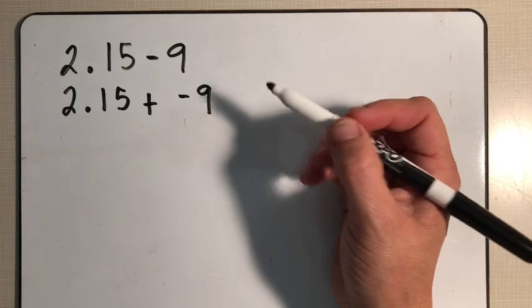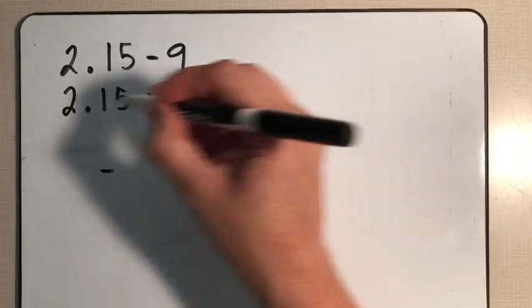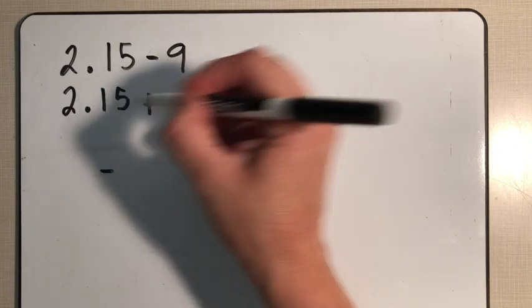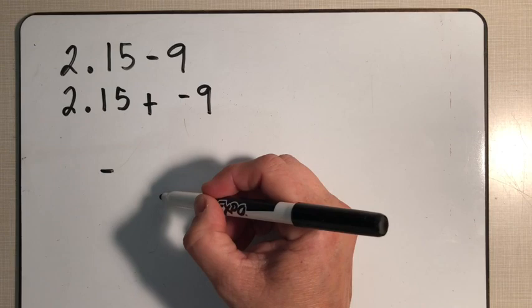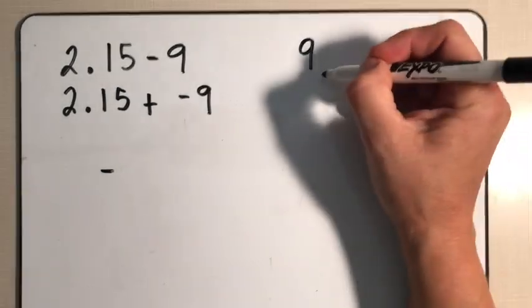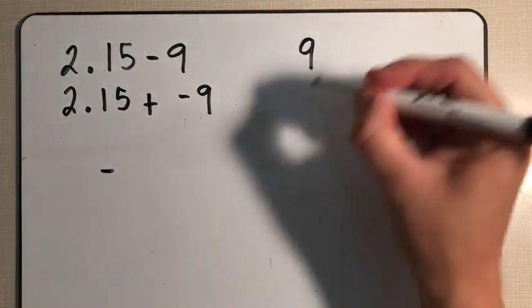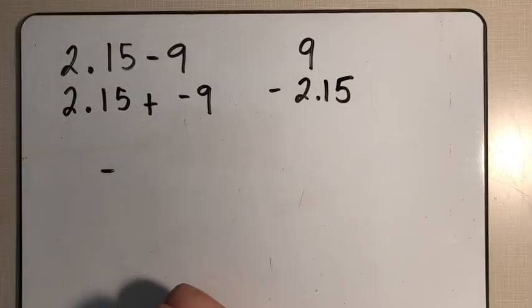I should be able to see at this point that my answer is going to be negative because I have way more debt than I have money to pay it off. So I know that after I do some elimination, I'm definitely going to get a negative number as my answer. So 9 is the bigger value. So I'm going to put the 9 on top, and I'm going to subtract off 2.15.